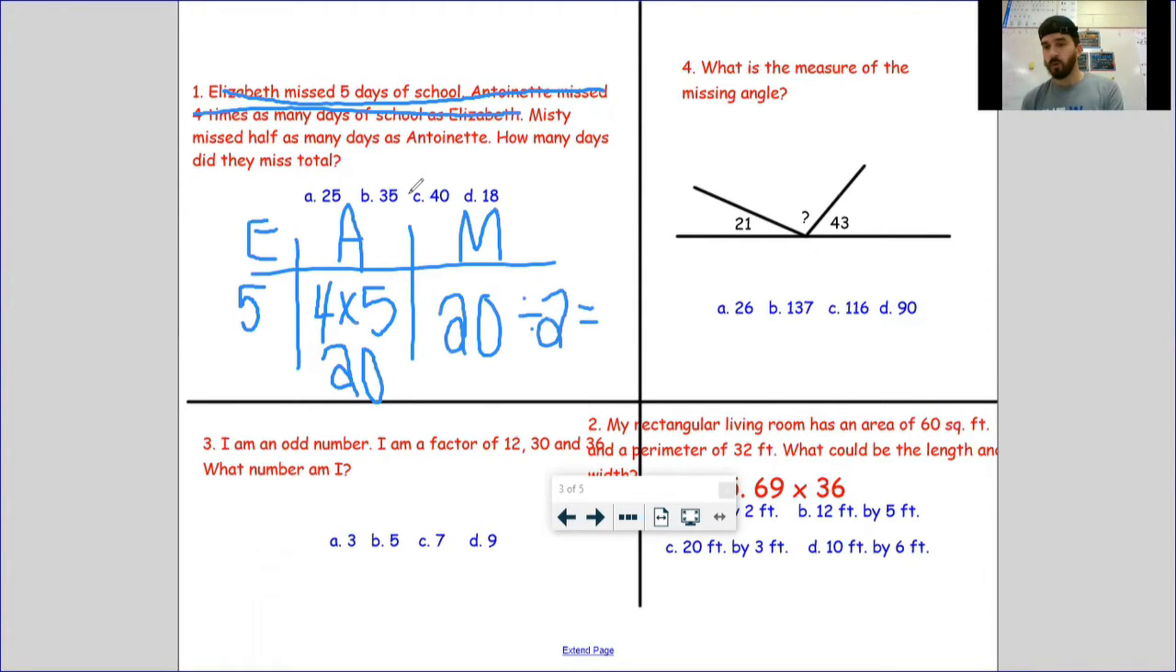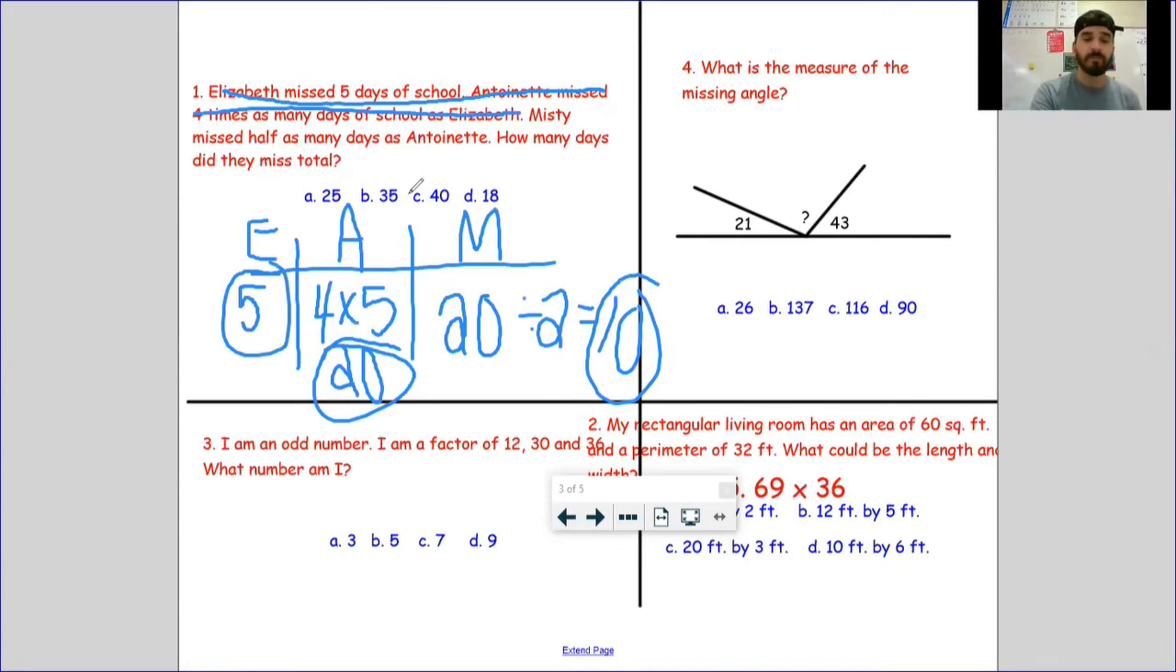Here is where, once again, knowing your multiplication facts is super helpful. 2 times something would give me 20. In this case, the answer is 10. So I know Elizabeth missed 5, Antoinette missed 20, Misty missed 10. Still not done because the question says how many days did they miss total, meaning I've got to take all those numbers and add them up. I like to go 2 at a time, so I would do 20 plus 10, that would give me 30. 30 plus that 5 there would give me 35, which would be B.